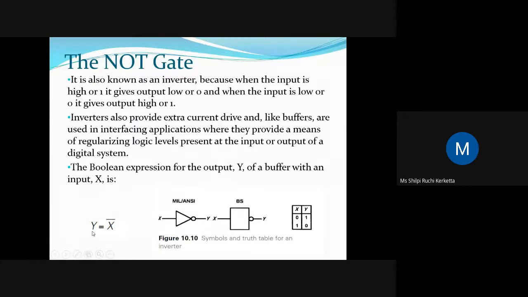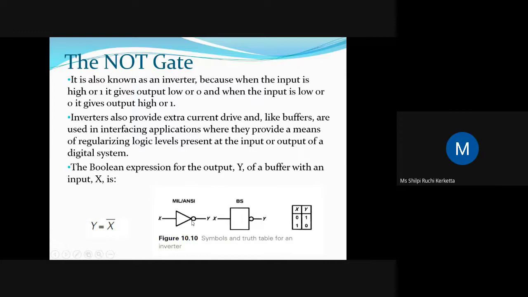If our output is Y and the input is X, we have put X naught. It means if our X is 1, then this X bar is the opposite. It is the NOT expression for X. So it is denoted by X bar. So this is the symbol for our NOT gate. This is the Boolean symbol.